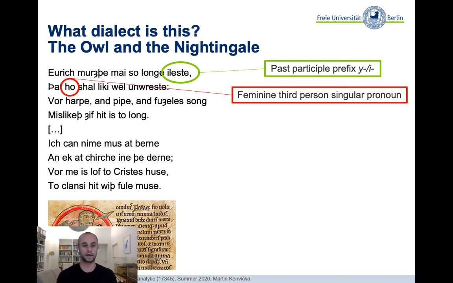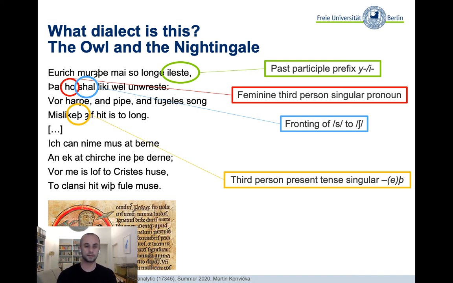We have here the more archaic "hail", and here we have the verbal prefix for the past participle, here written as an I, but it can just as well be written as a Y, "elester", last. Then in this word, "shall", we have a pronunciation feature, the fronting of s to sh. So in the northern dialects you would find something like "sal", whereas in the southern varieties of Middle English you find "shall".